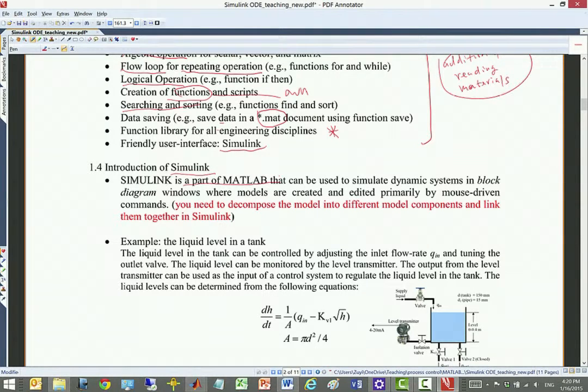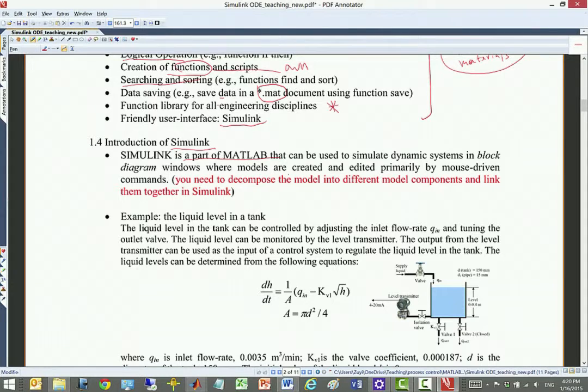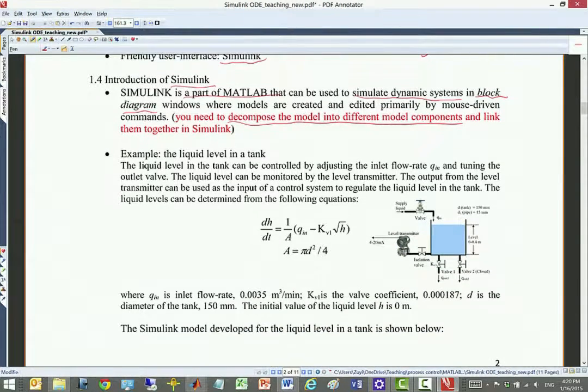Simulink is a part of MATLAB, and the good thing is we can simulate dynamic systems using block diagrams. So the major job for you is to find the correct block modules and then link them together. You need to decompose the model into different block modules and then link them together, just like playing Lego. I believe you like it.